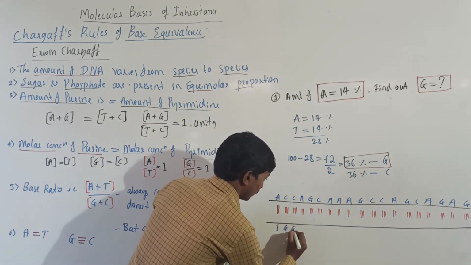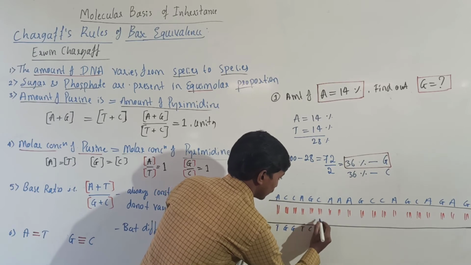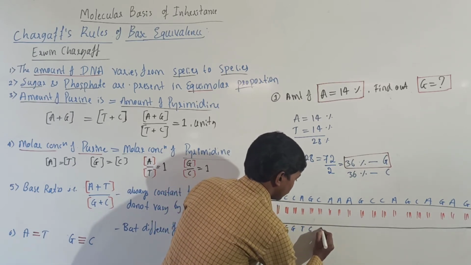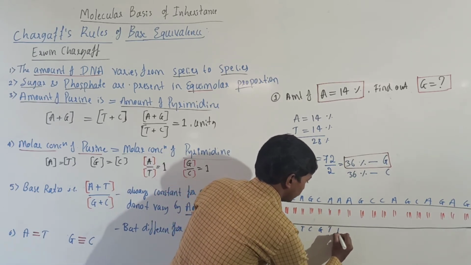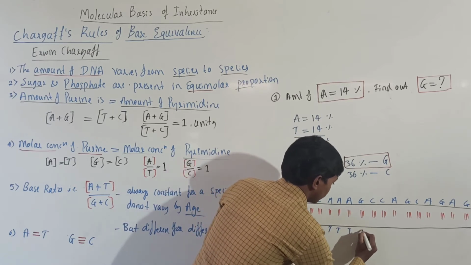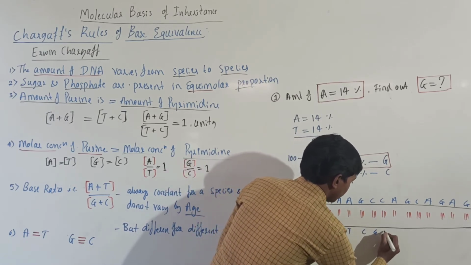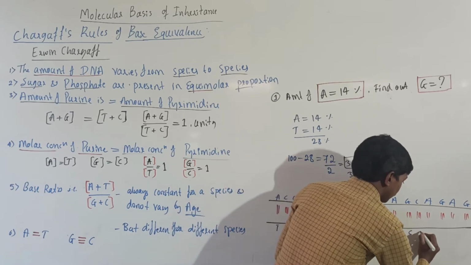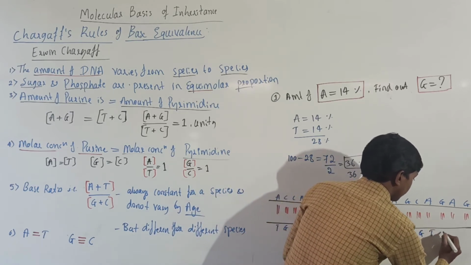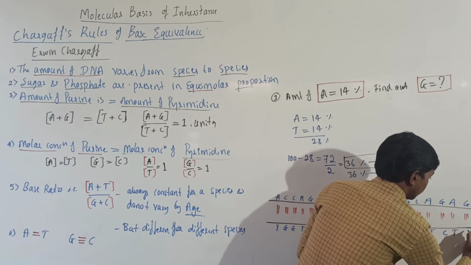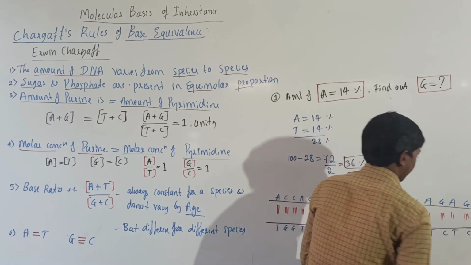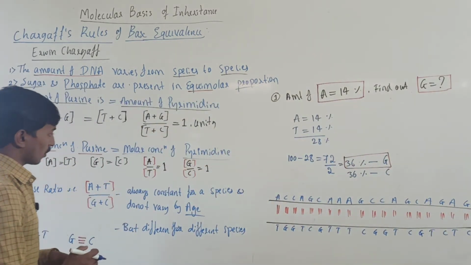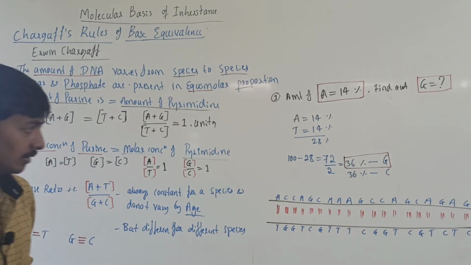So opposite adenine it must be thymine, then guanine, thymine, cytosine, guanine, thymine, cytosine, adenine. Okay, we'll cross check these rules first.